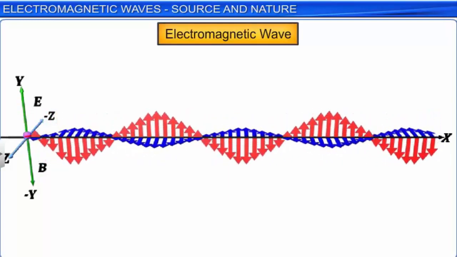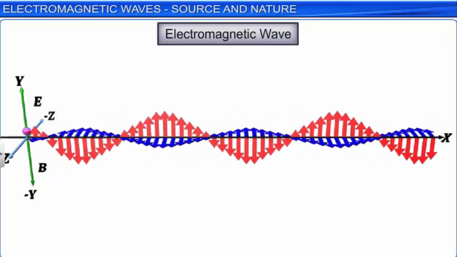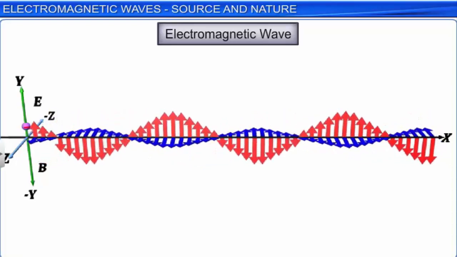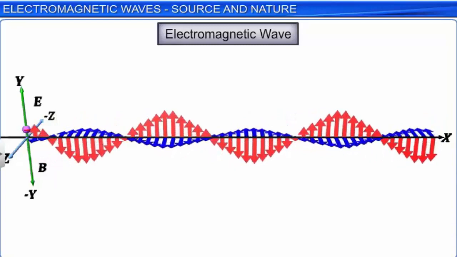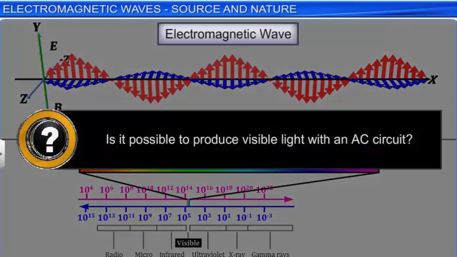According to the law of conservation of energy, the energy lost by the oscillating charge converts into the energy of the propagating wave. We know that visible light is an electromagnetic wave with frequency in the order of 10^14 Hz. Is it possible to produce visible light with an AC circuit in which the current oscillates with a frequency equal to that of visible light?